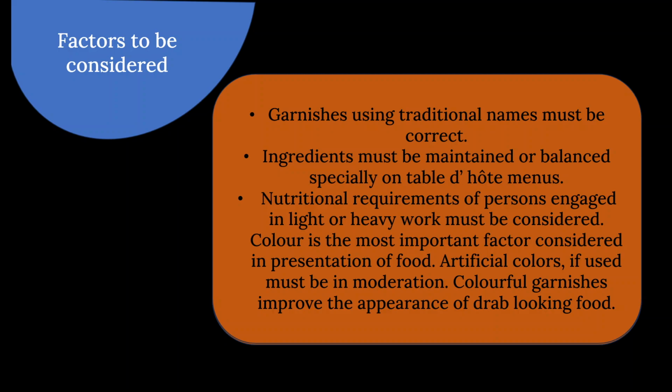Color is the most important factor considered in presentation of food. You should be very careful about that. Artificial colors, if used, must be in moderation. Better to avoid artificial colors. Colorful garnishes improve the appearance of even drab looking food. So please consider these points while planning a menu.